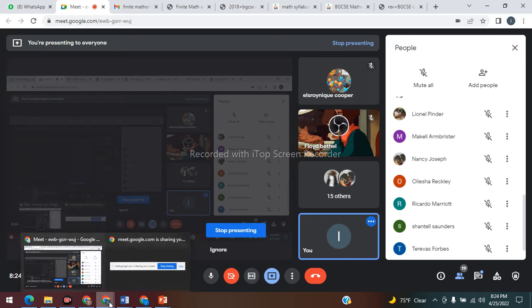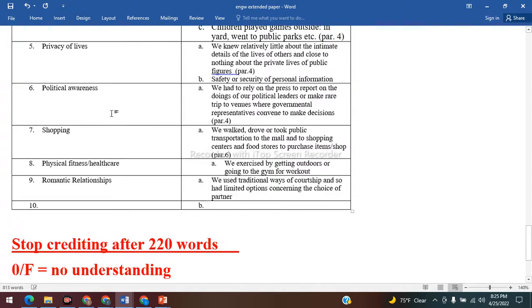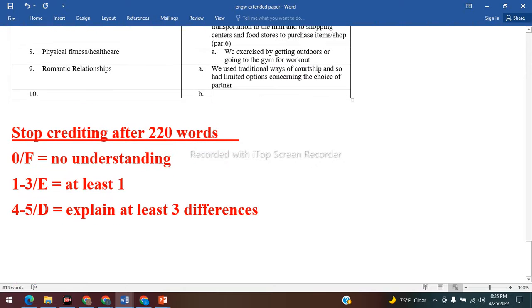Yeah, so 4 to 5 would be they explain at least three differences. So explain at least three differences fully. If you give three of these differences and you explain them sensibly, you could get between 4 to 5. Or if you give six sketchy points, like it's not fully developed, you just lift from the paragraph and don't really explain it, and you do six of them, then you get 4 to 5.